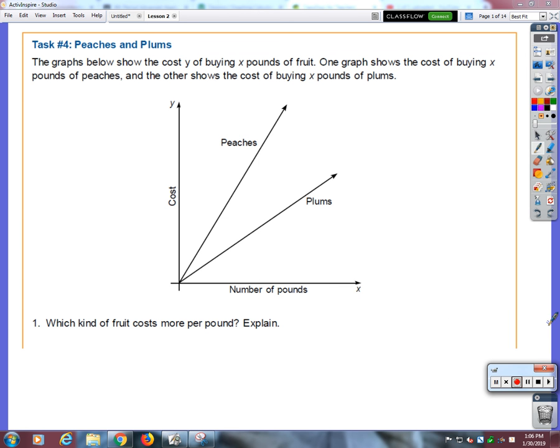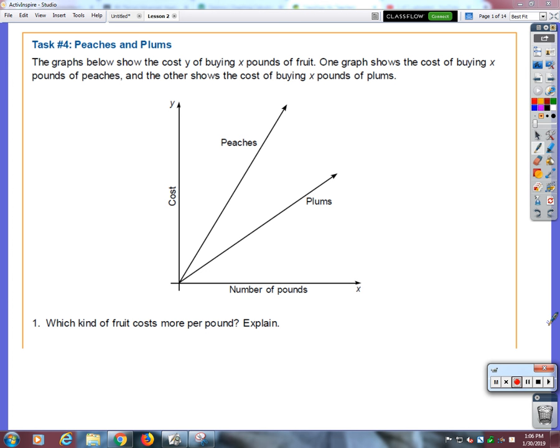All right. Task number 4, peaches and plums. The graphs below show the cost Y of buying X pounds of fruit. One graph shows the cost of buying X pounds of peaches. The other shows the cost of buying X pounds of plums. Which kind of fruit costs more per pound?